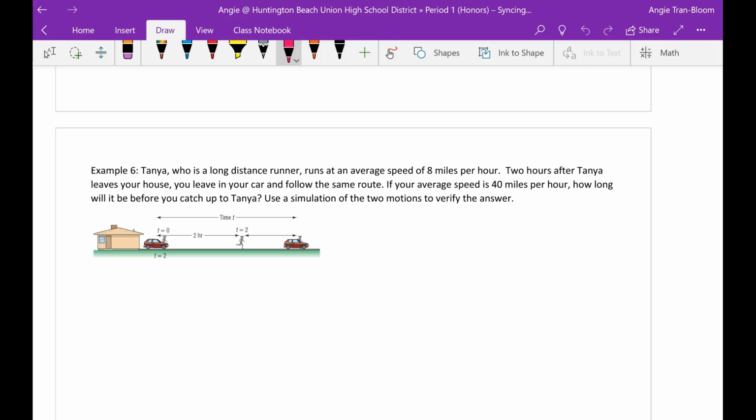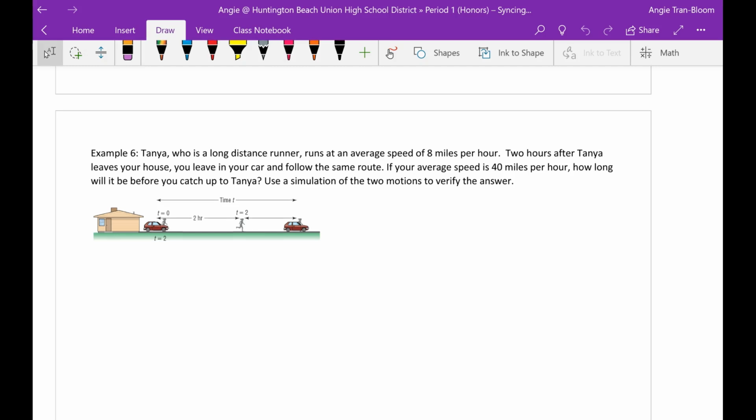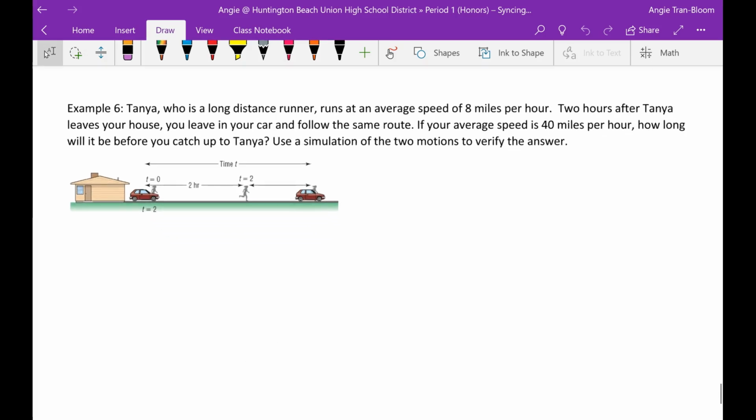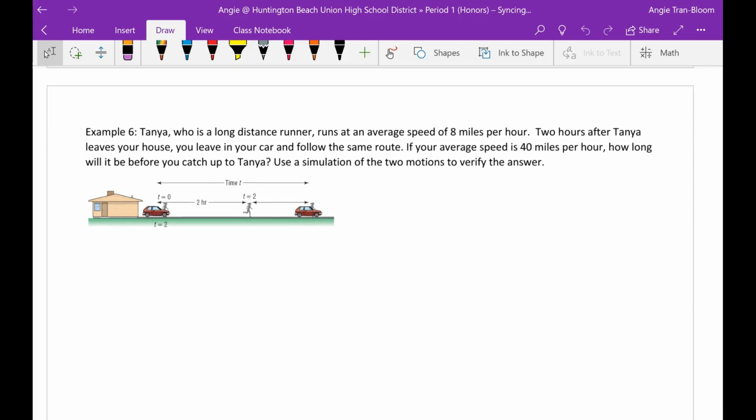It says use a simulation of the two motions to verify your answer. That means you're going to have to use a calculator. I can't graph parametric on this, or at least I don't know how. So that's going to be done on a graphing calculator, and you can totally do that to verify your answer. If you need help with a graphing calculator, please do come and see me in a tutorial.